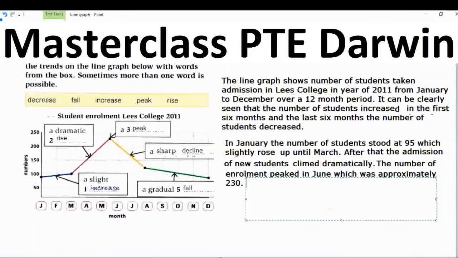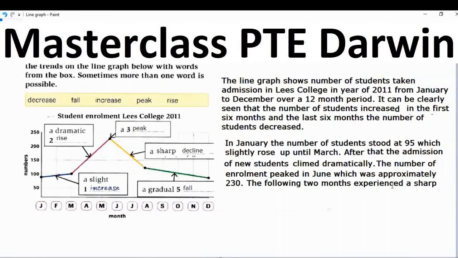So in the next 3 months, here we can write the following... how many months? June, July. The following months, from June to July, the following 2 months, experience... what kind of thing did they experience? A sharp decline. Yes, decline. We have already used a past form here, months experienced. So in that sentence, we will not use another past form. Yeah, sharp decline.